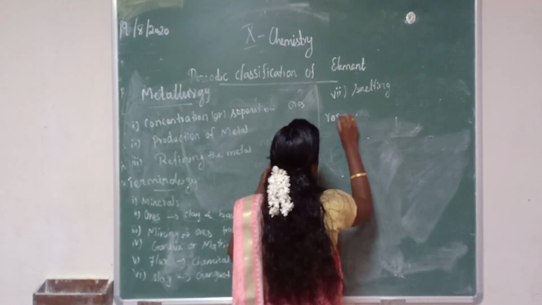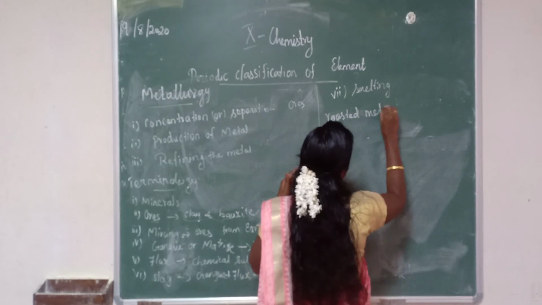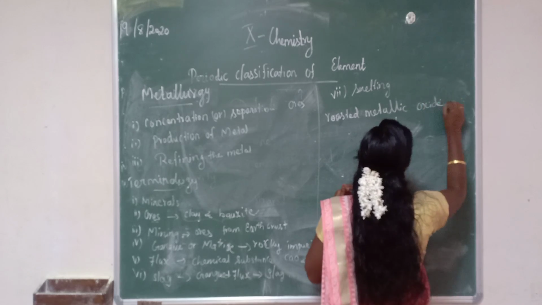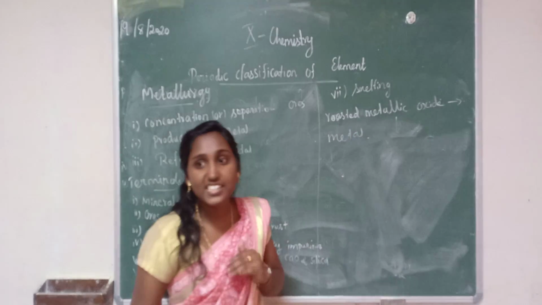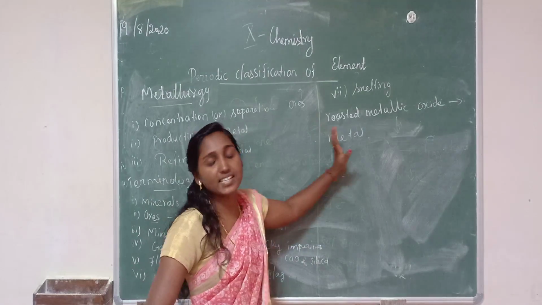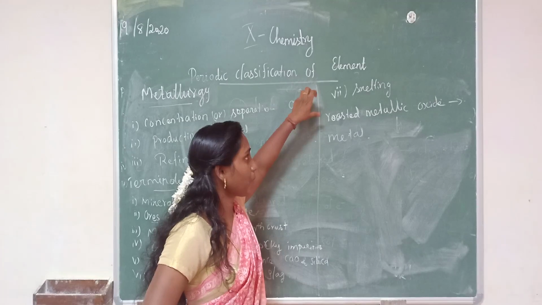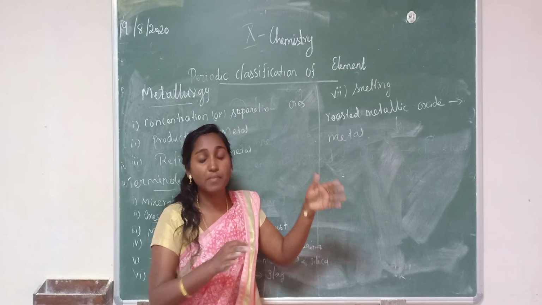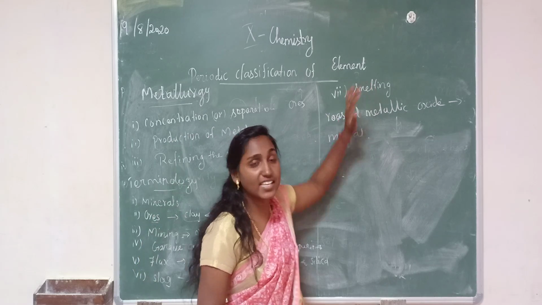the roasted metallic oxide to metal. In this melting process, slag is removed as the impurity. When we add the flux, slag is removed. Have you understood smelting? So smelting is a process to reduce the roasted metallic oxide into metal, just like melting and extracting. That is the smelting process.